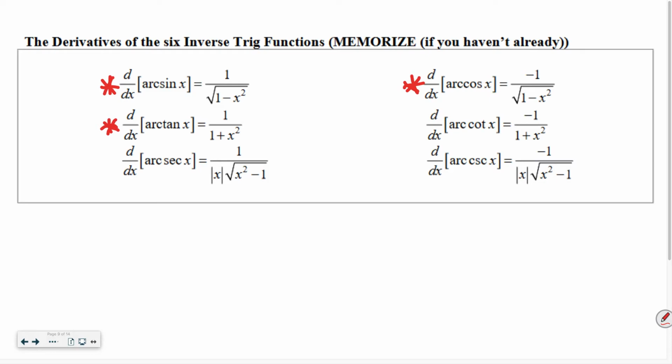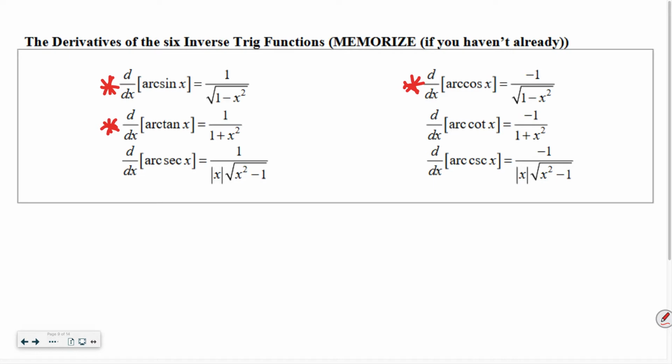I realize these derivatives are kind of crazy, and it's a lot to take in. On a test situation, I would only ever ask you arc sine, arc tangent, or arc cosine. So in your homework today, if you have an arc cotangent, arc cosecant, or arc secant derivative, it is fine for you to look at your paper, and you're probably going to use this paper to do your homework, and I get that. But come time for your test, you need to be able to remember those 3 that I put a red star on.